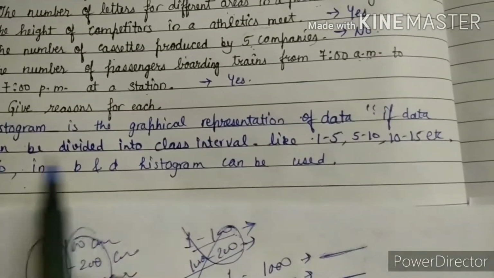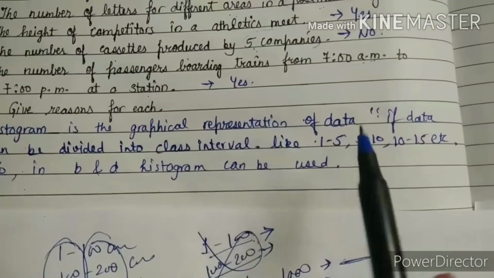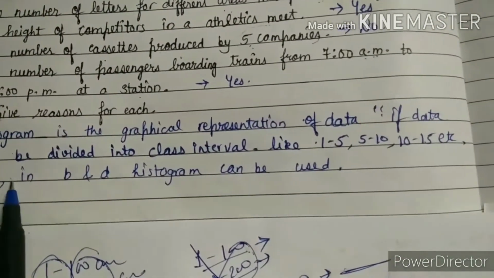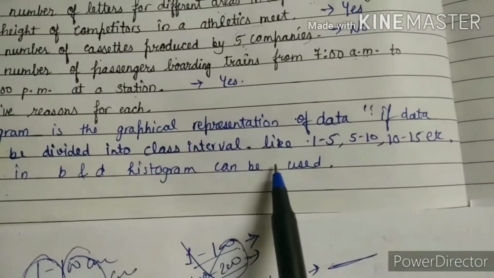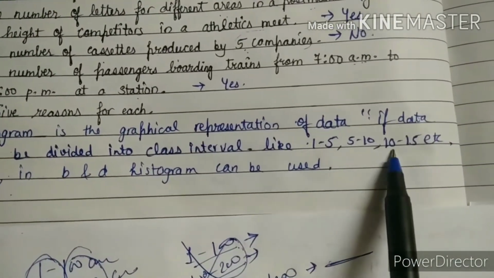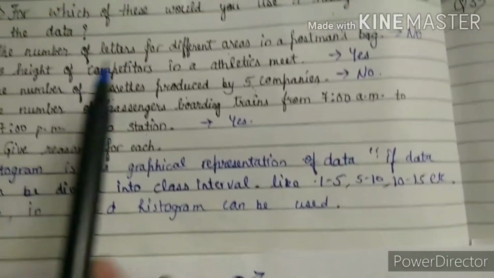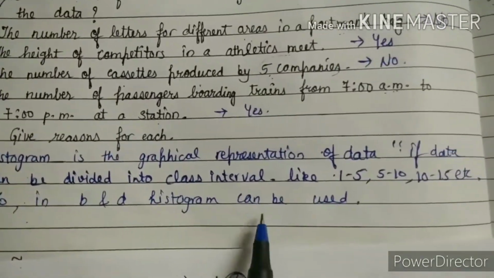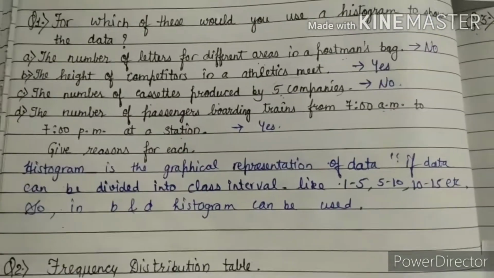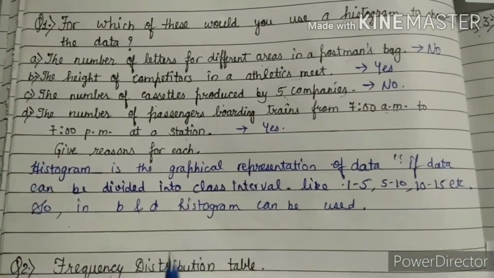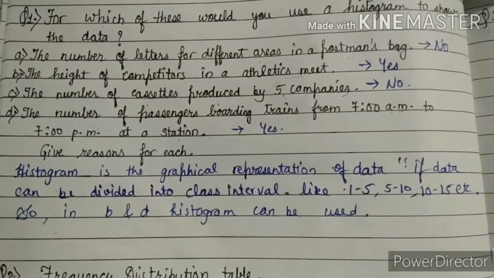So the reason is histogram is the graphical representation of data. If data can be divided into class intervals like 1 to 5, 5 to 10, 10 to 15, etc. So in B and D histogram can be used. So here is the solution of question number 1. Now we are going on the question number 2.